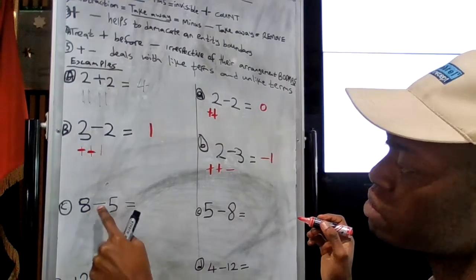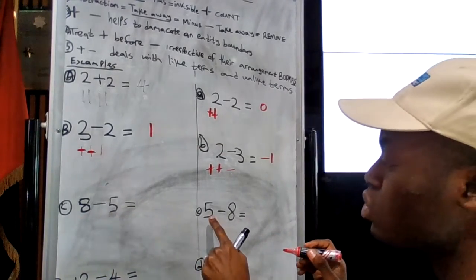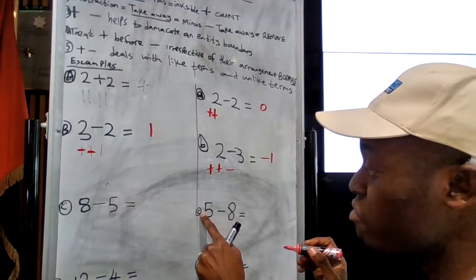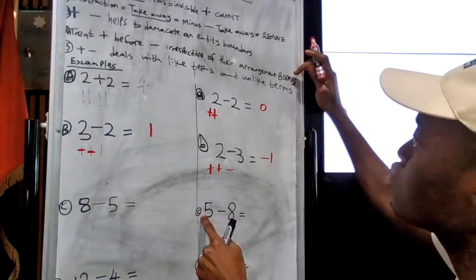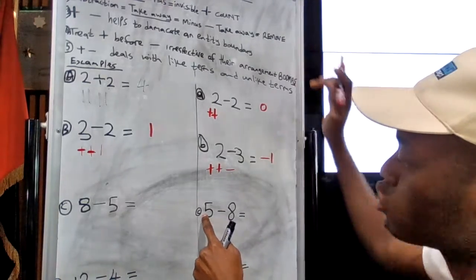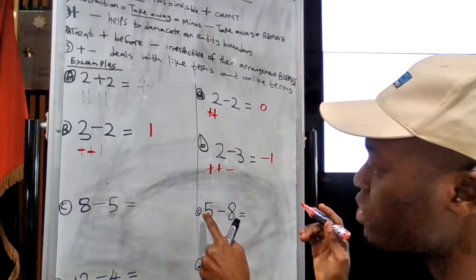This is 8 minus 5. Count 8, take away 5. You should be able to do that. This one is 5 minus 8. This is plus, BODMAS. You have to do the addition first before the subtraction. Don't run to the 8 because the 8 is bigger than 5.